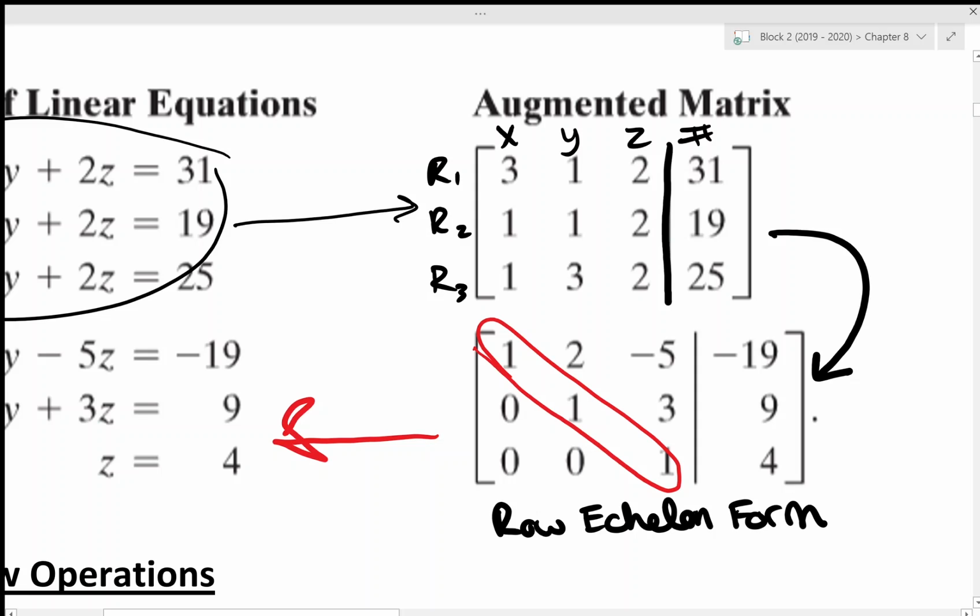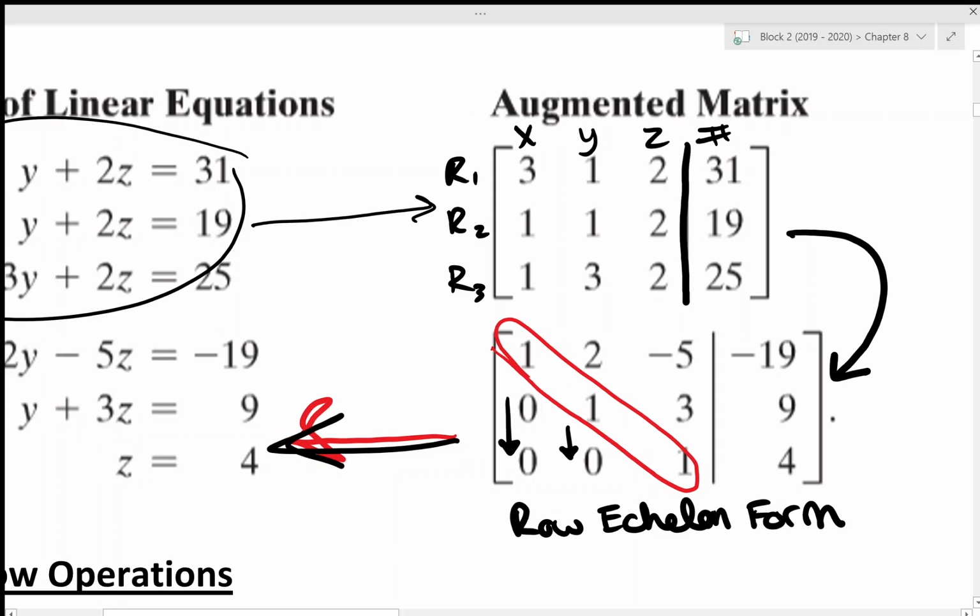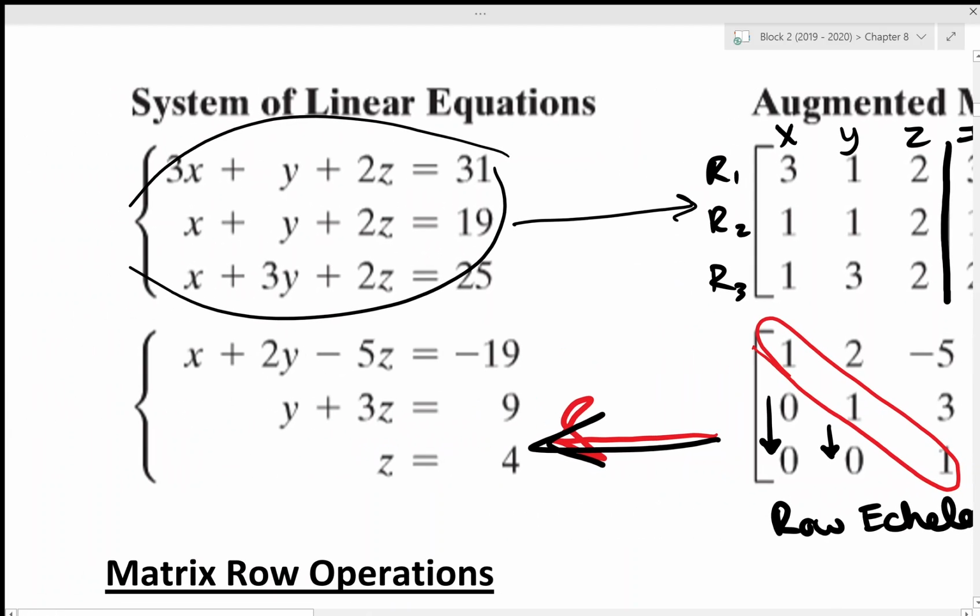Remember, row echelon form is the diagonal of ones here, and then the zeros completely below. The reason we want to get in row echelon is so when we go to write it back as a system, we already have z equals 4. And then you can easily solve for y. And then you could back substitute and easily find x. So another way of solving everything we solved in chapter 7.